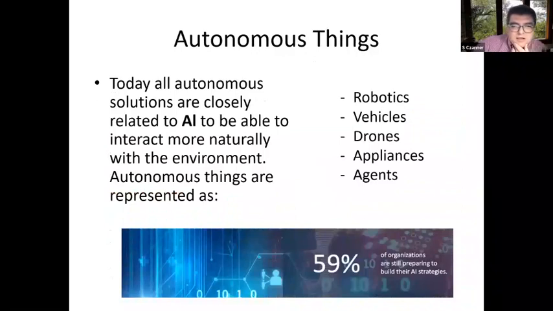Autonomous cars, autonomous things in general. Self-driving cars are not the only autonomous things. Today, all the autonomous solutions are closely related to AI to be able to interact more naturally with the environment. Autonomous things are represented as robotics, vehicles, drones, appliances, agents. There are already some services in, for example, Switzerland, where some packages are delivered by drones when the roads are not in a proper and good drivable way.